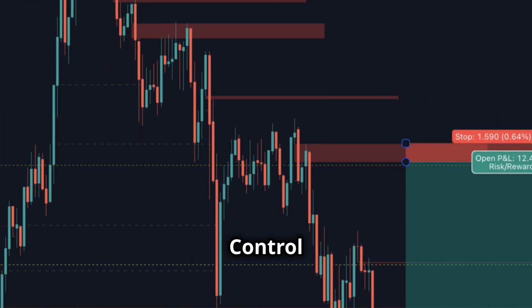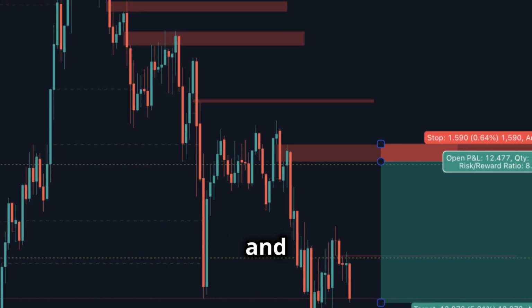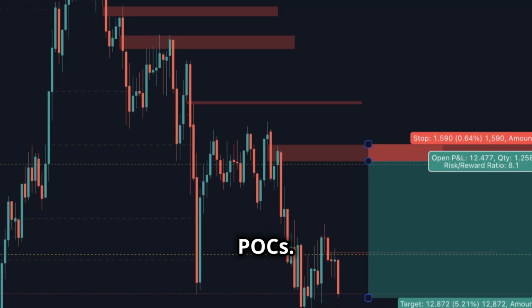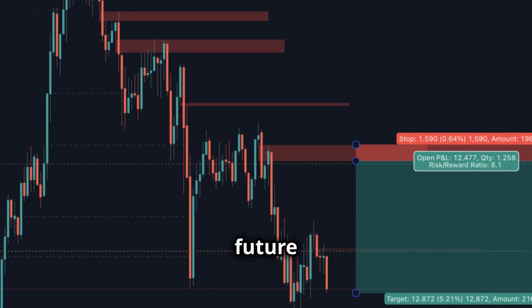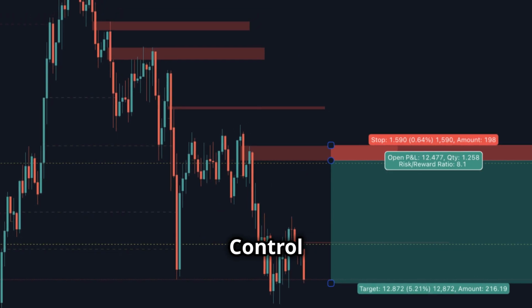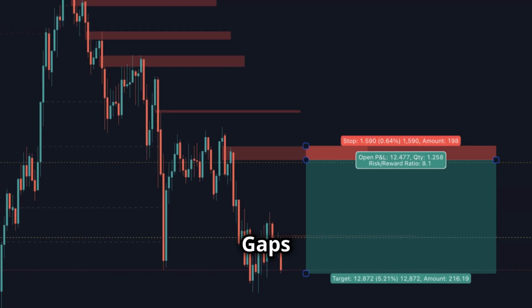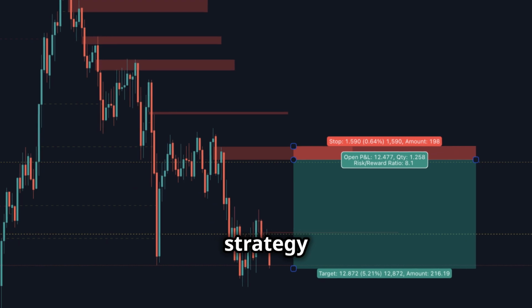To use points of control in your trading, apply the volume profile tool and identify the daily POCs. Extend these levels into the future to watch how price reacts. Combining points of control with other tools like order blocks or fair value gaps enhances your strategy.